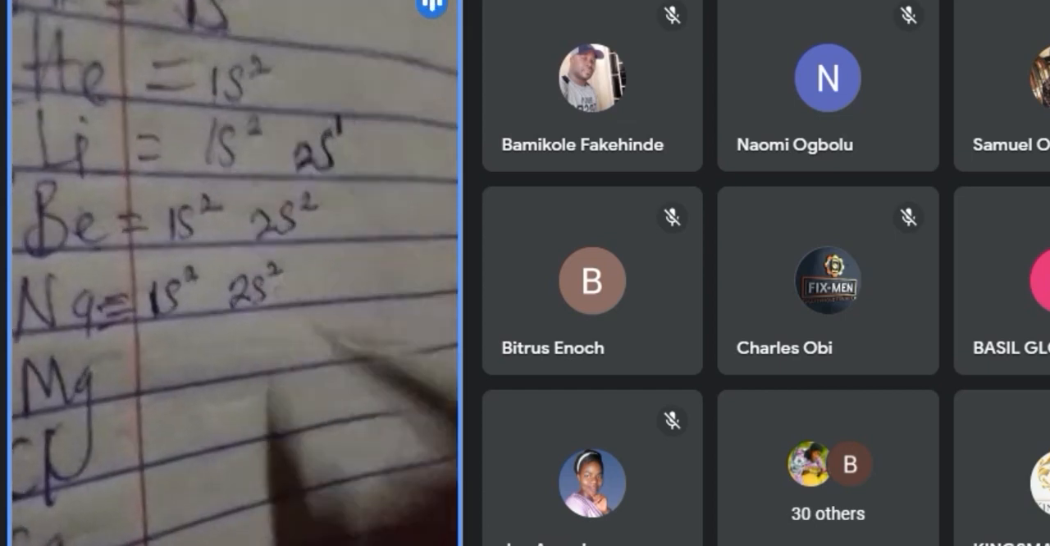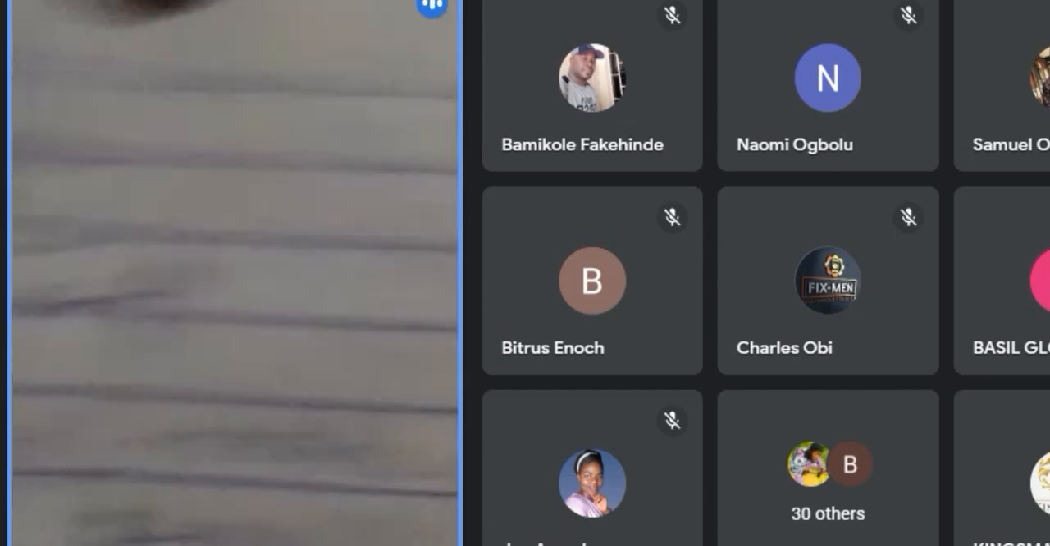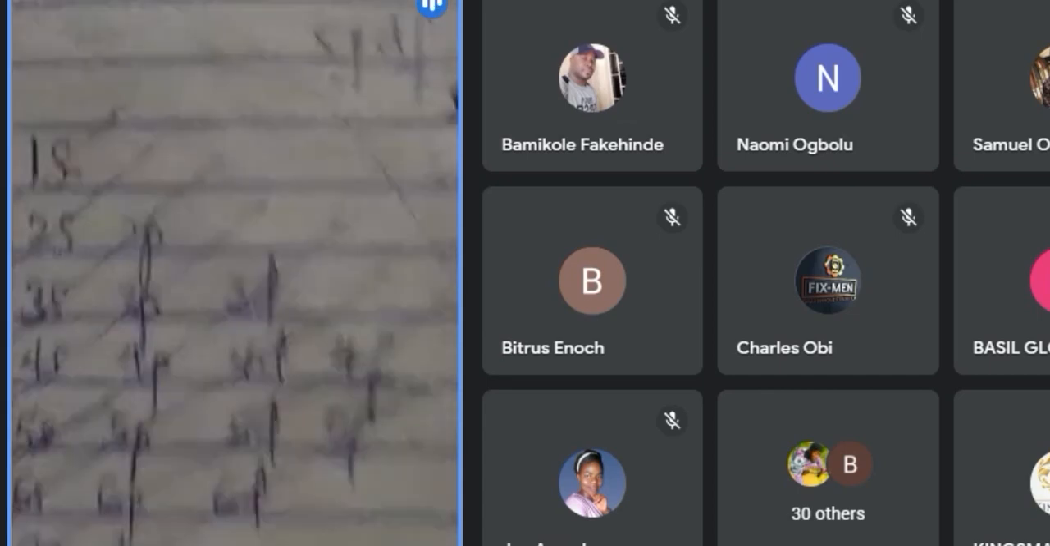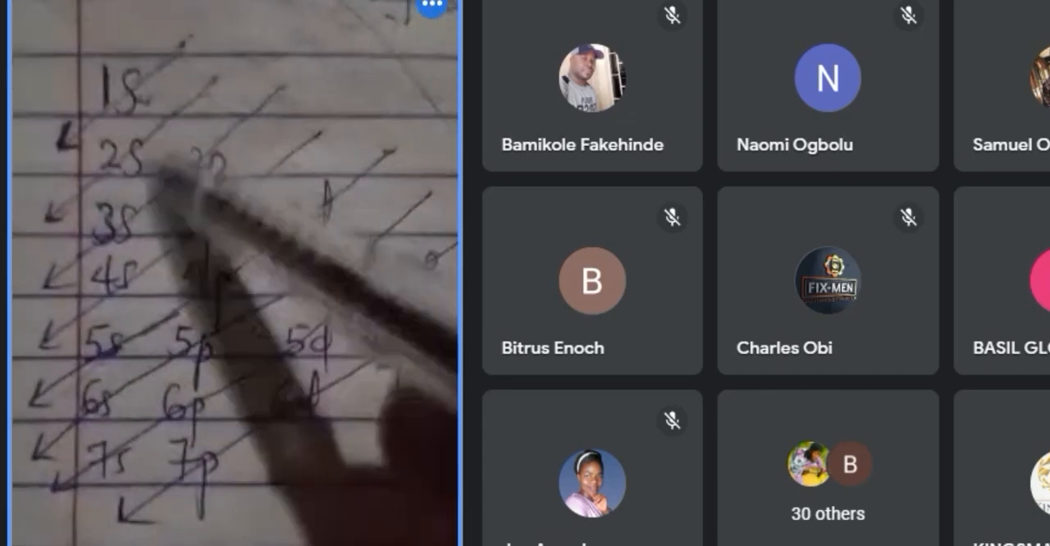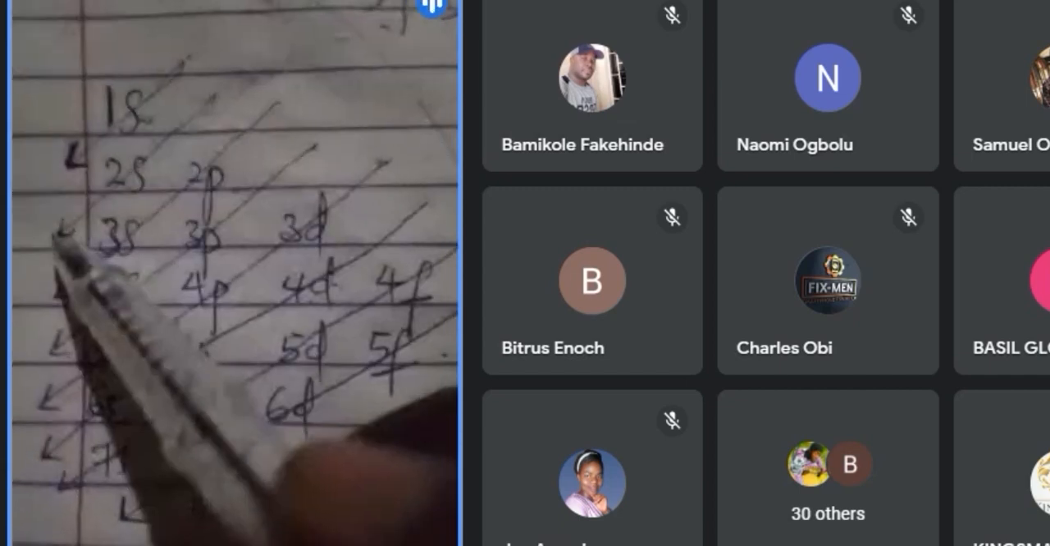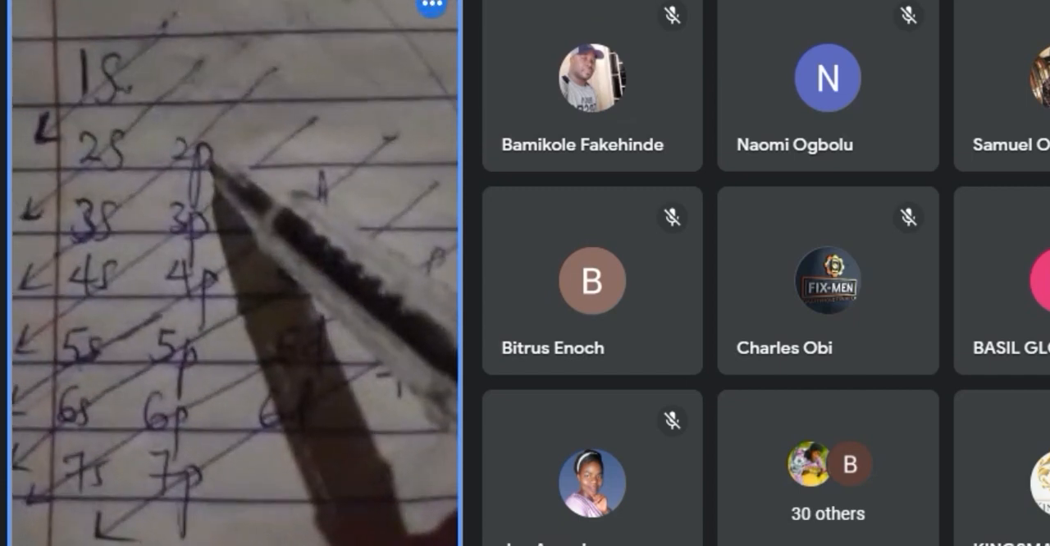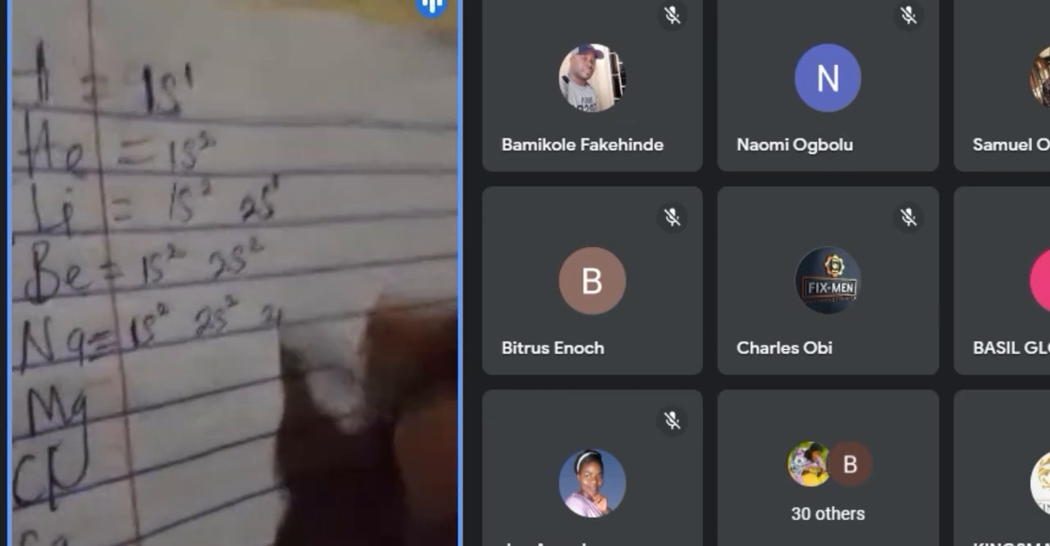So after 2s2, what is the next energy level? You should know this. By practicing hard before the exam day, you will even know it off hand. So after 2s, it is 2p. You can all see it. Look at the arrow. After 2s, it is 2p. So now come and fill 2p.